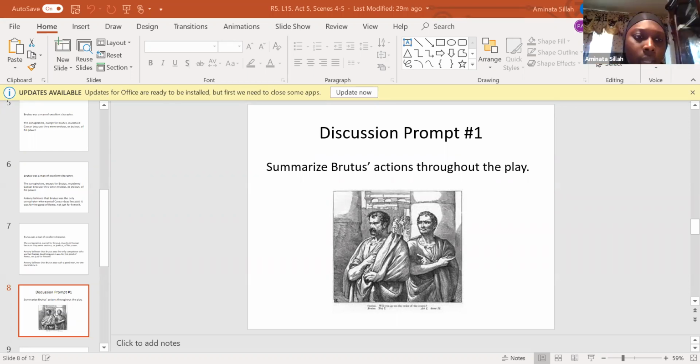I'm going to stop sharing my screen really quickly so that I can put us into breakout rooms. I'm just going to make about 2 rooms and let it automatically put us in there. So we're thinking about the actions that Brutus takes throughout the play, and then we're just going to quickly summarize them. It's going to be about 11 to 12 of us per room. I'm going to put Mr. Amador in one room and I will be in another room with another group. So I'm going to go ahead and break us out.